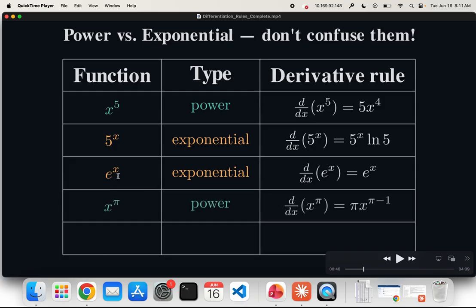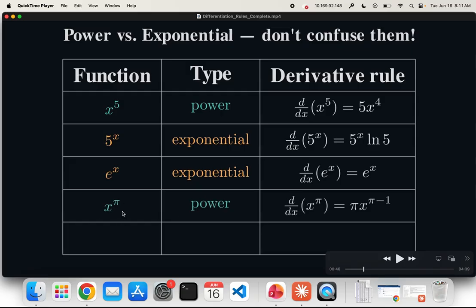And then the case we just saw, the exponential e to the x. Again, the variable is in the exponent, right? The e is a constant. So this is an exponential function. We know how to do that. This is the function where you differentiate it, it gives you the same thing.